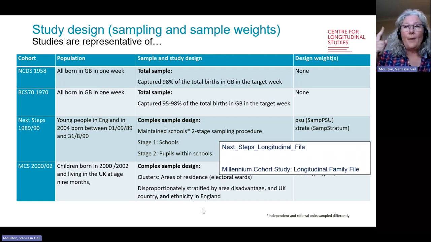There's a file available in both Next Steps and the MCS which includes the weight variables. If you remember, I downloaded the longitudinal family data file for the Millennium Cohort Study, and it has all the weight variables in there. If you're actually interested in using the weights, I would advise reading the documentation on the design and weights carefully in the user guides before you do.